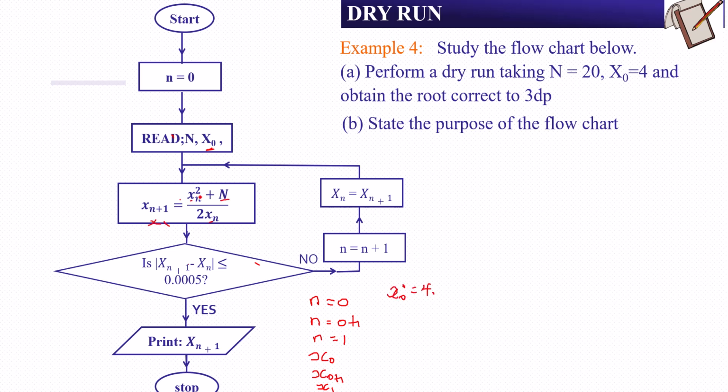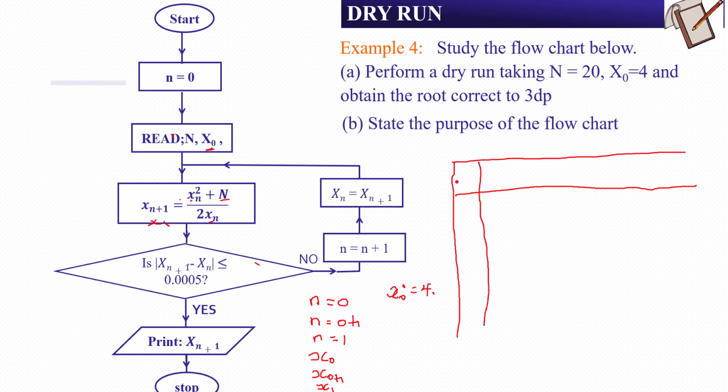So let's see how we're going to perform a dry run. As I told you, for the dry run, you just have to draw your table and put in the values. The first value I'm going to put here will be n, because n was assigned first here. And then after putting n, the next thing I will put will be xn. That means I will have my values of xn in that column, because we have to get xn after getting n.